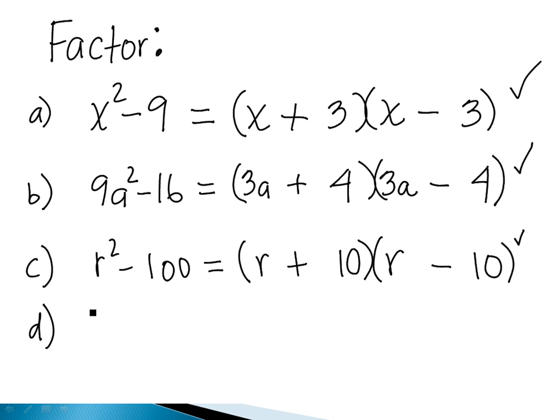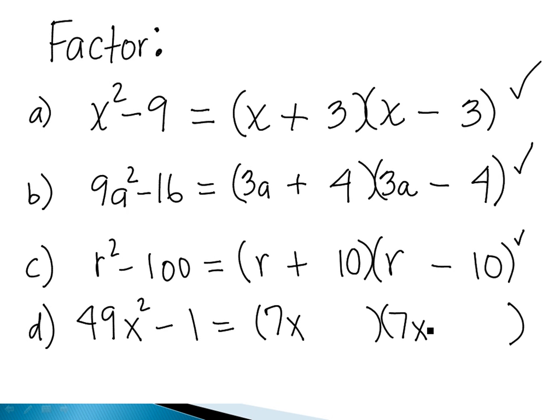Let's try 49x squared minus 1. No GCF. Therefore, let's determine if it's a difference of squares. It is. Put our parentheses. Square root of 49x squared, 7x. Square root of 1, because 1 times 1 is 1. Plus, minus, look back at it. Done all that you could do. Move on.